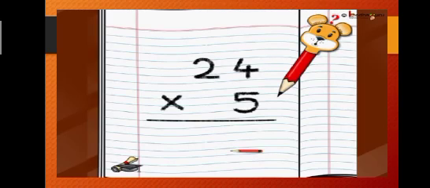Let's say there are 24 children and each of them has 5 pencils, and we would like to find out how many total pencils there are in this class of 24 children. So we write 24, the multiplicand, we write the x sign, and then we write 5 here, which is the multiplier. Ensure you write this 5 just below the ones position of the multiplicand.